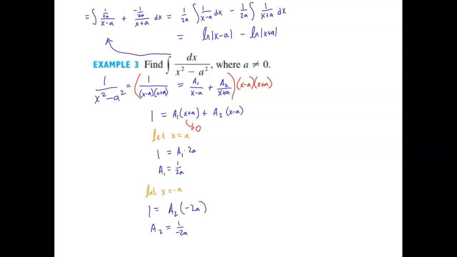And since I have a 1 over 2a in front of both of these, I can just factor it. And again, we can just condense this, so final answer: 1 over 2a, natural log absolute value of x minus a over x plus a, plus c.